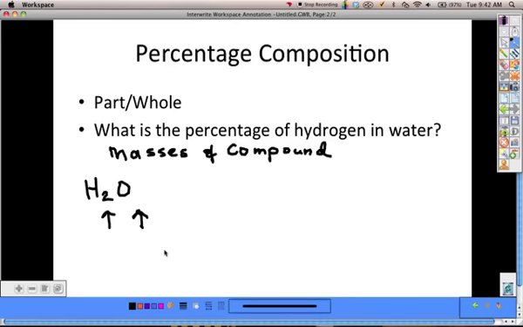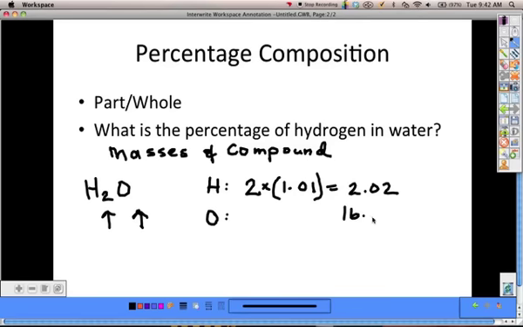So those subscripts there. If I need to know the masses of each, I know that my hydrogen contributes 2 times the mass of hydrogen, which if you look on your periodic table is 1.01, and I get 2.02. Oxygen, there's just one of them, and it is 16.00. My total mass is the sum of these values at 18.02.